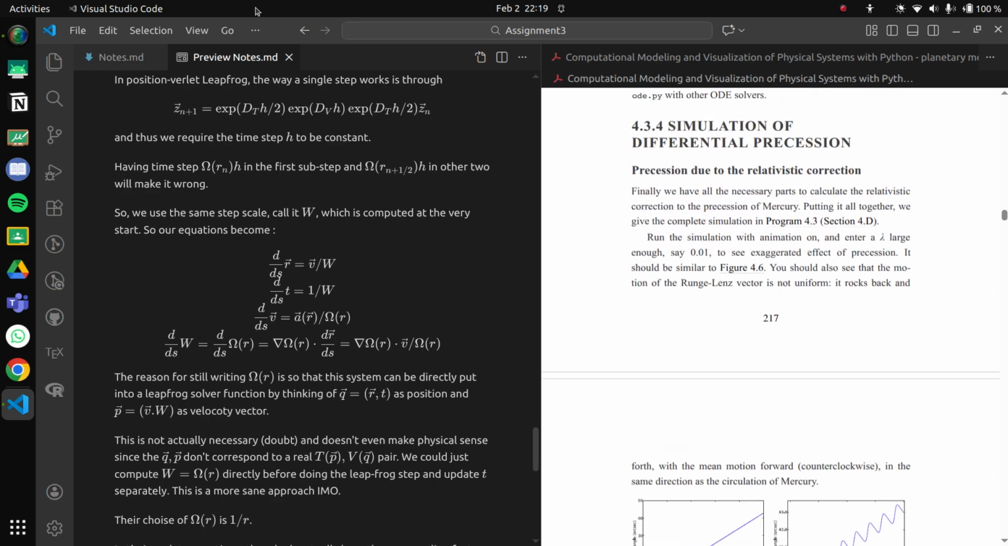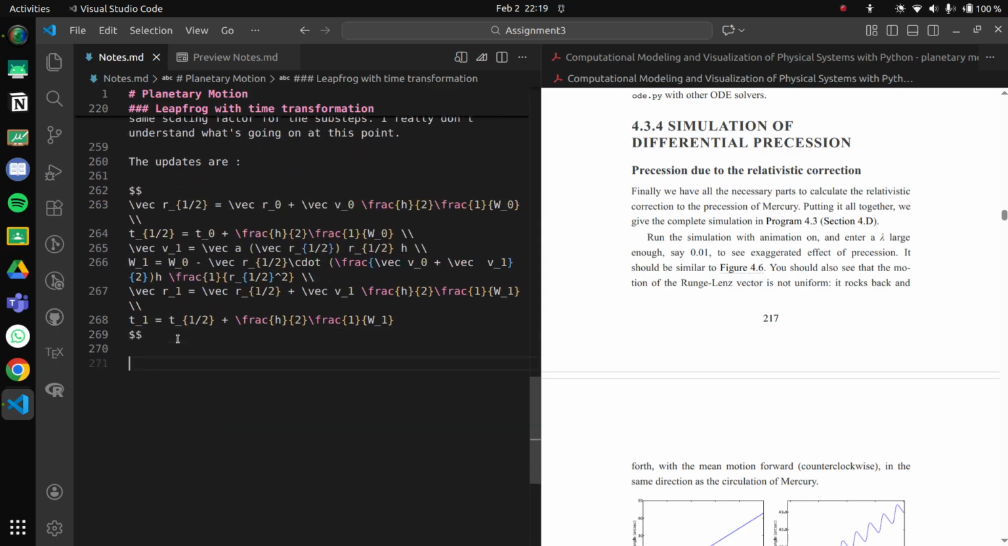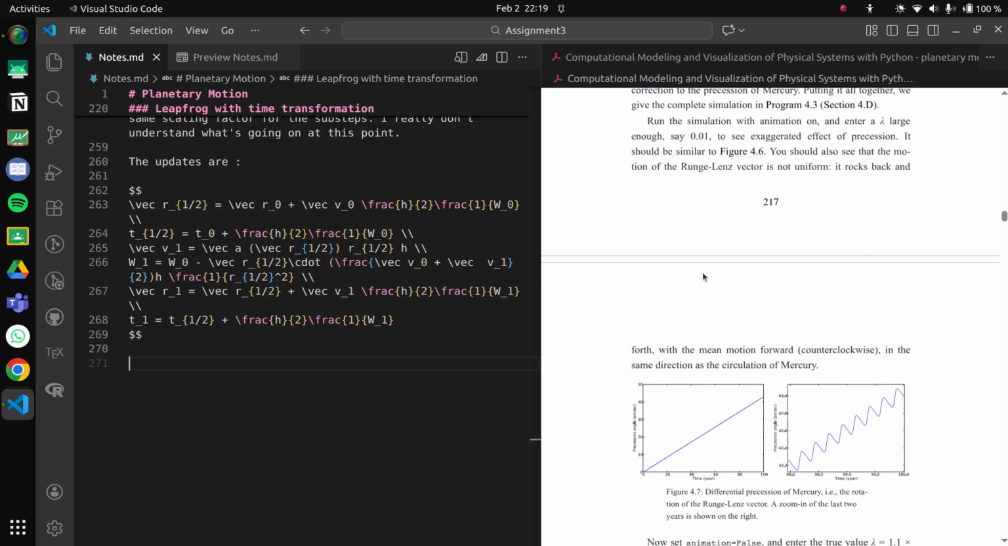Okay, let's just keep moving. Okay, you have some weird way to solve it. Then simulation of differential precision. Finally, we have all the necessary parts to calculate the relativistic correction to the precision of Mercury. Putting it all together, we give the complete simulation in program 4.3, and the simulation with animation on and enter lambda large enough, say 0.01, to see the exaggerated effect of precision should be similar to figure 0.6.